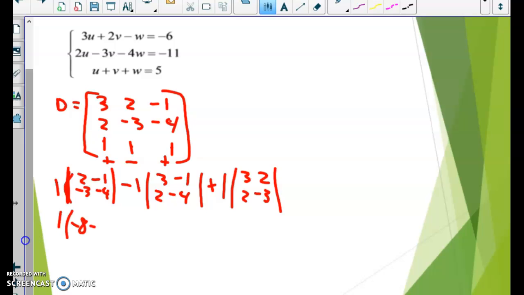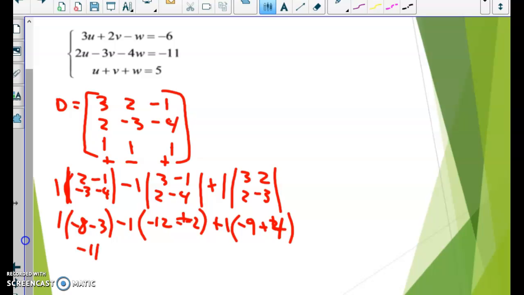And so I'm going to get that answer, and I'm going to get 1 times the quantity of negative 8 minus 3. Negative times negative is positive. Minus 1 times the quantity negative 12 minus negative 2. Plus 1 times the quantity negative 9 plus 4. And it looks like I get negative 11. And negative 10 times negative 1 is positive 10. And it looks like negative 5. So I get a negative 6 for that determinant. Now we just have to do 3 more.